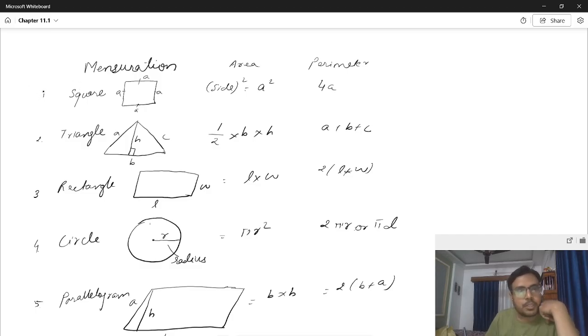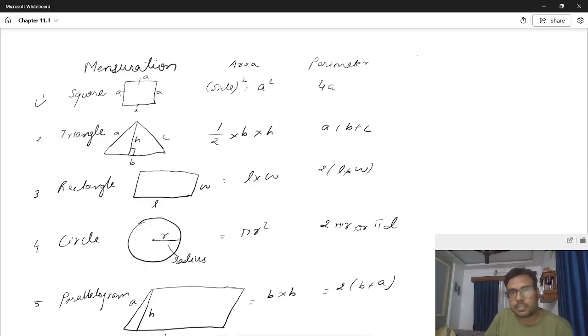So, area of a square. This is a square, and these are the sides of a square. As you know, the square has all 4 sides equal, so all the sides are a. The area of a square is side squared, a squared, and the perimeter is 4 times a. Now just keep in mind what area is. Area is the space that an object occupies.